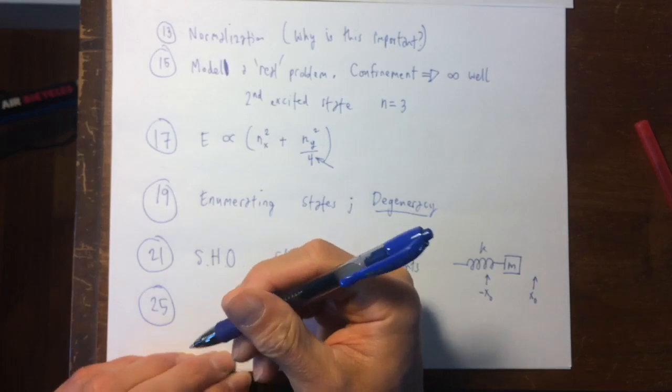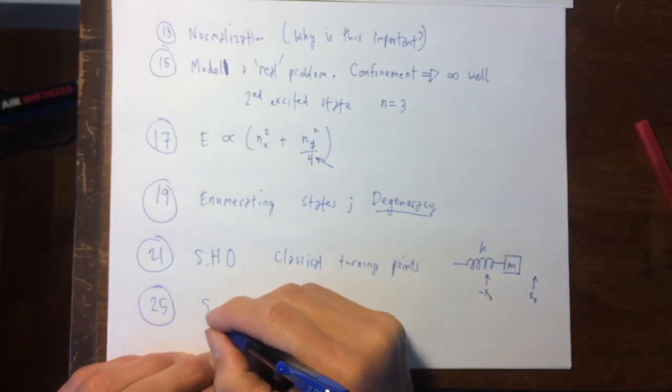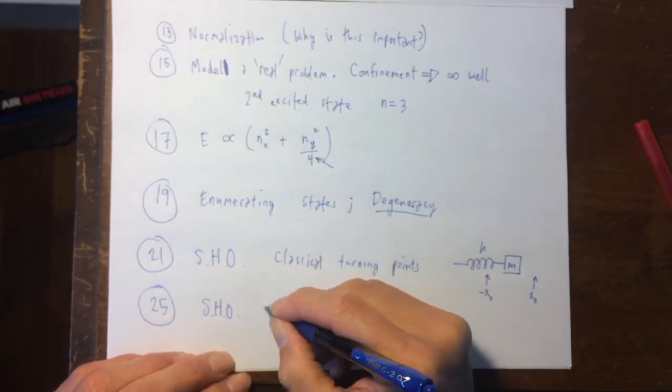And number 25 is again about simple harmonic oscillator turning points.